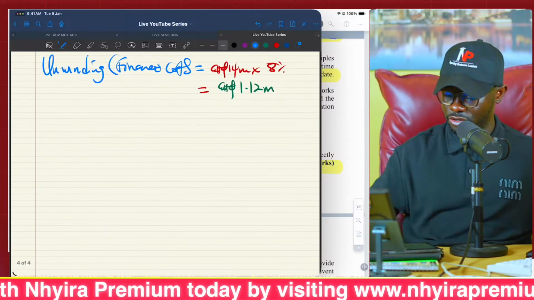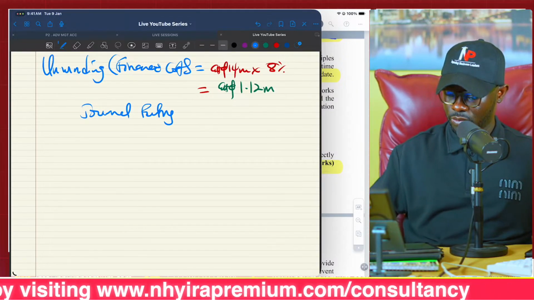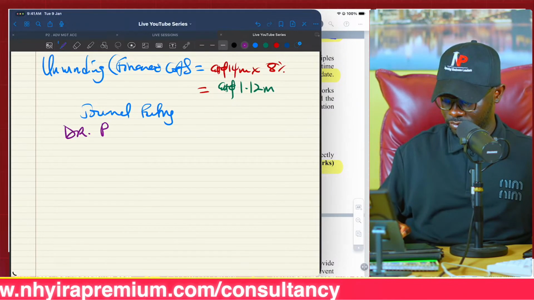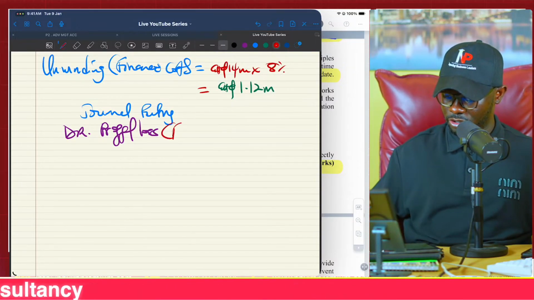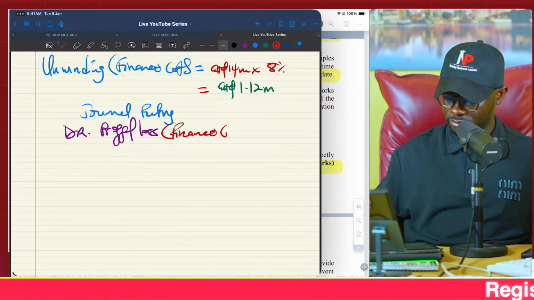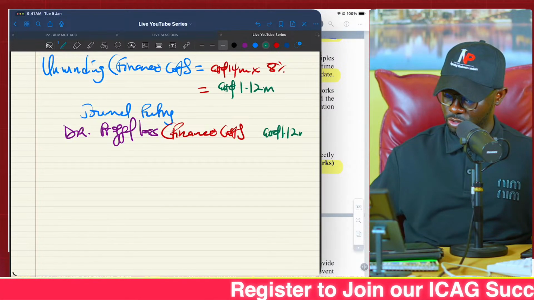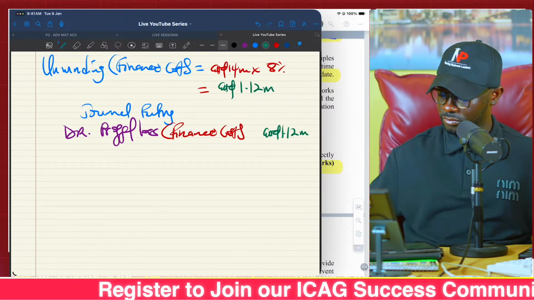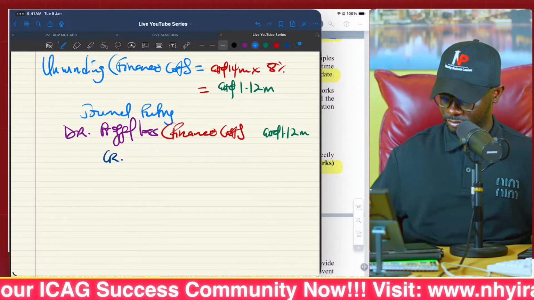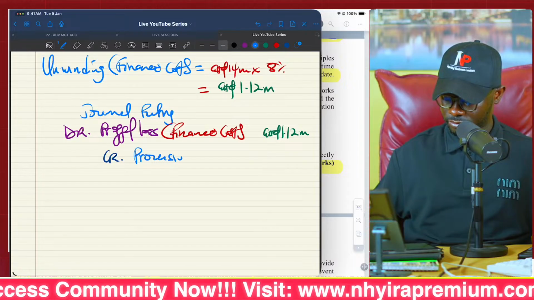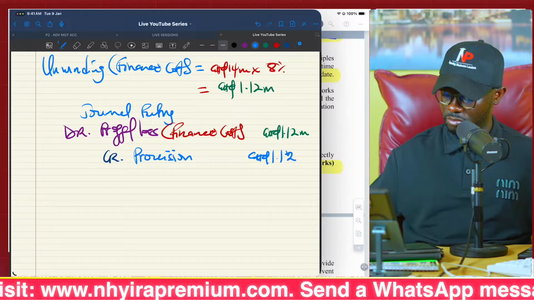So what's the journal entry on this? Pretty simple. We're going to debit profit or loss, normally finance cost, 1.12 million. And then you credit the provisions, on the face of the statement of financial position, 1.12 million.